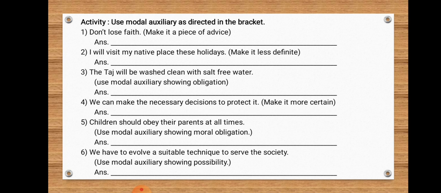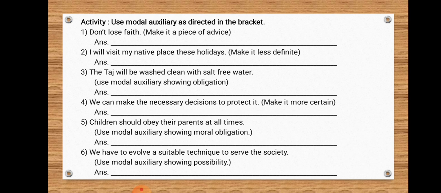"We have to evolve a suitable technique to serve the society." Use a modal auxiliary showing possibility. So here possibility means may. "We may evolve a suitable technique to serve the society."